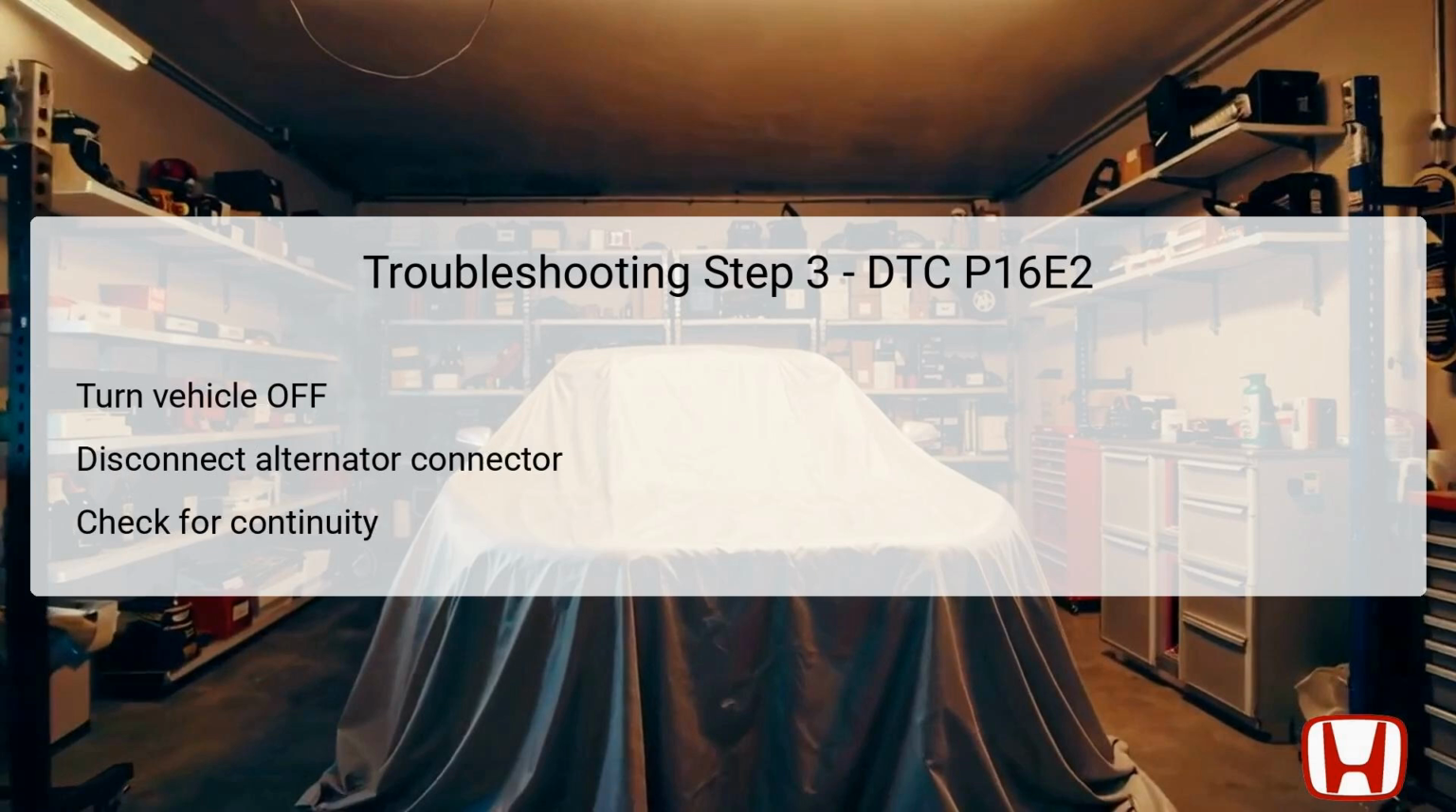In the third step of troubleshooting DTC P16E2, the vehicle must first be turned to the off lock mode. Following this, the alternator 1P connector should be disconnected to isolate the component from the system during testing. The next action is to check for continuity between designated test points with the multimeter. This involves measuring continuity between test point 1, which is located on the alternator connector, and test point 2, which is connected to body ground.